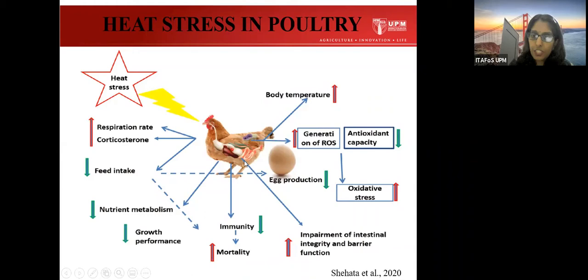Due to heat stress, there will also be generation of high ROS. Heat stress also reduces the antioxidant capacity and increases the ROS. All right, so these are the signs of heat stress.